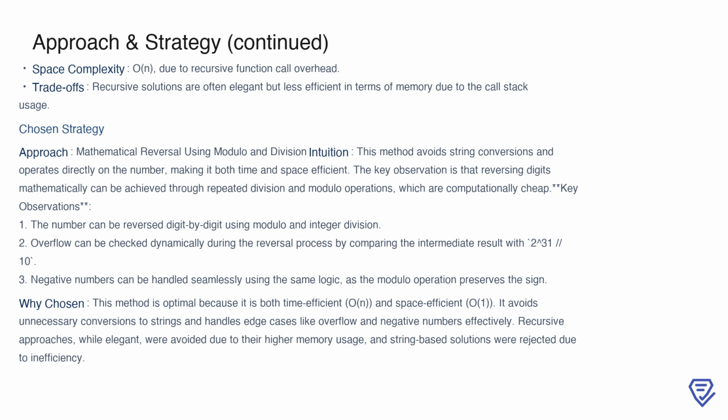A key observation here is that the reversal can be achieved by repeatedly extracting and appending digits using modulo and division. Importantly, overflow is managed dynamically by comparing the intermediate reversed number to a threshold derived from the 32-bit limit. This ensures that the solution handles edge cases like overflow and negative numbers seamlessly, without requiring additional complexity.